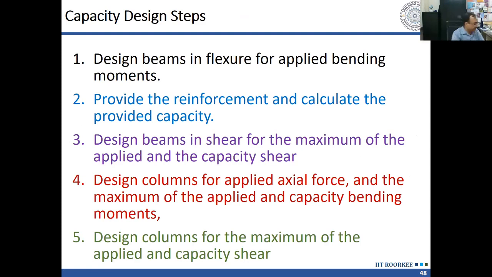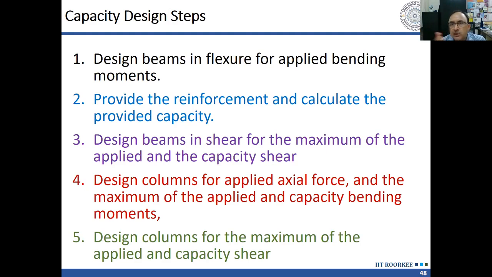Just 1 minute. So the steps will be like this. First, we will perform analysis using dead load, live load, and earthquake load. Earthquake load will be calculated as we discussed in the last lecture. After performing the analysis, we will get the bending moments, axial force, and shear force in all the members.